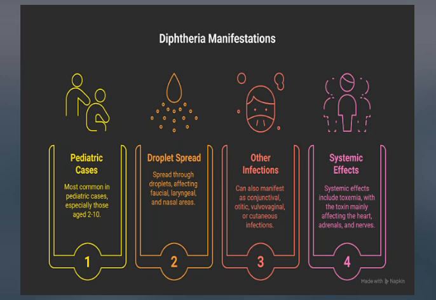Diphtheria manifests in several ways. It's most common in children aged 2 to 10 and spreads through respiratory droplets, affecting areas like the facial, laryngeal, and nasal regions. It can also cause infections in other sites, such as conjunctiva, ears, vulvovaginal areas, or skin. Systemically, the toxin mainly targets the heart, adrenal glands, and nerves, leading to serious complications. Recognizing these manifestations is key for timely diagnosis.